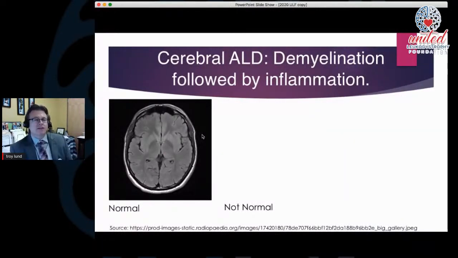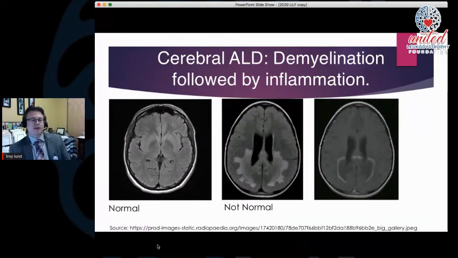So as a reminder, cerebral ALD is really demyelination, and it's followed by inflammation. And the way that it's diagnosed, detected, is by MRI. And so I always like to show a picture of a normal MRI, which is on the left, and that's pulled from my favorite medical source, which is the internet.